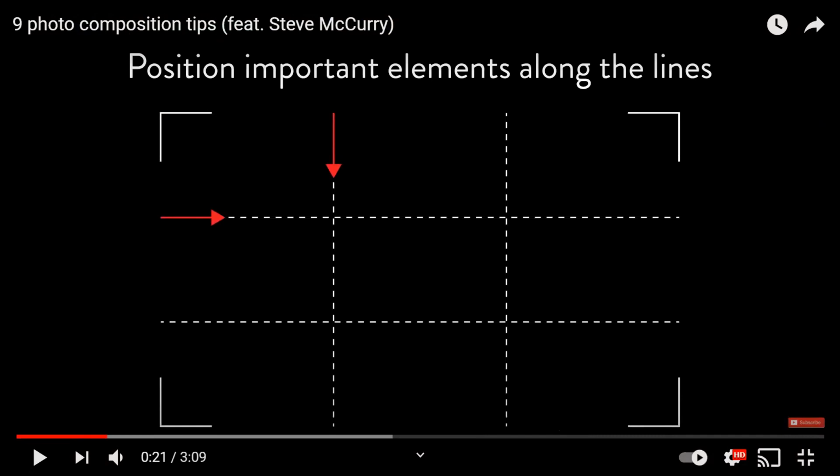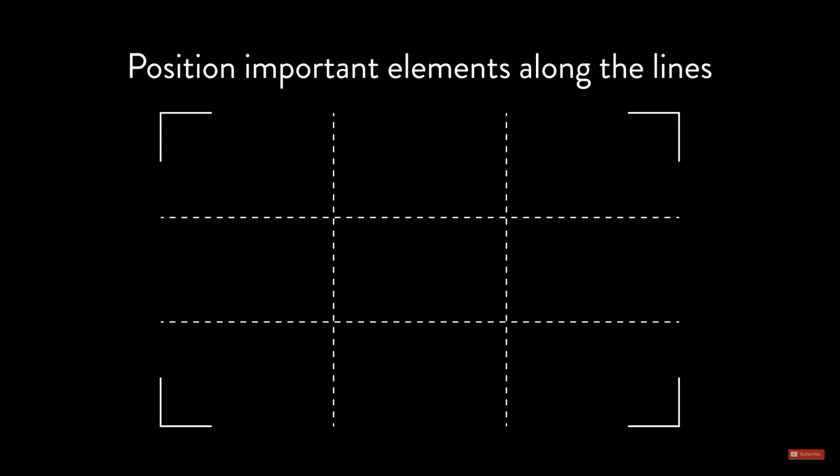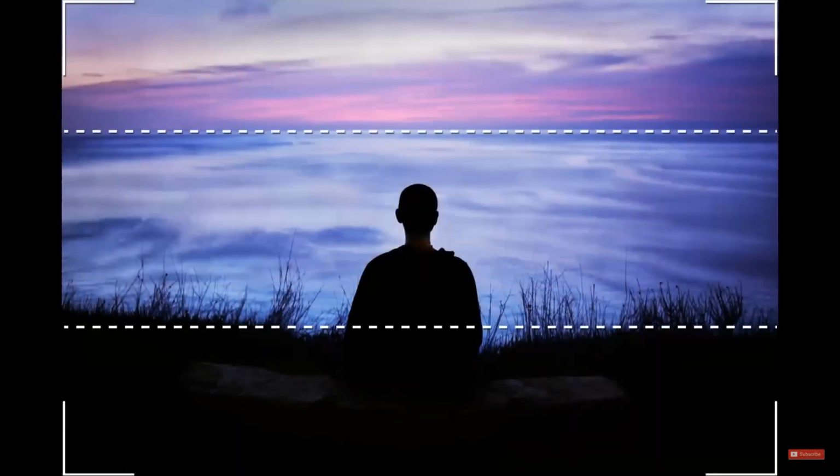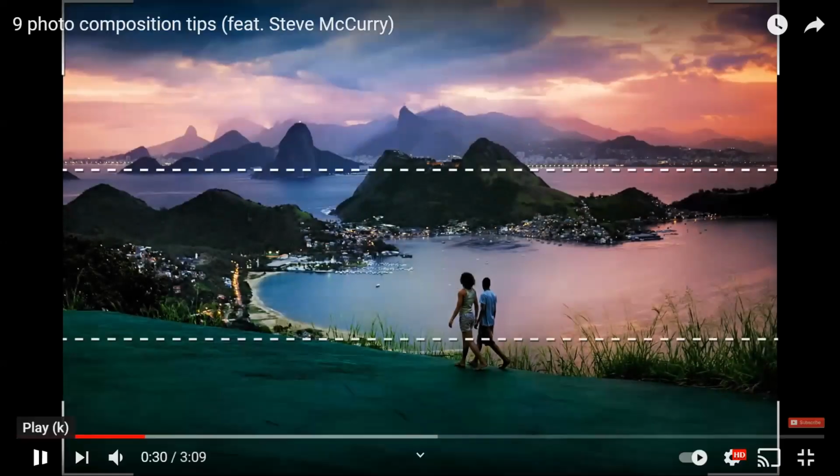Now, here, we position important elements along the lines. So these lines right here, we can place important elements and this also draws attention to your photo. So please look at this photo. Let me pause the image. So guys, in applying the rule of thirds, it doesn't only limit to the grid, right? But again, we put important elements on these lines, on our grid. Based on what you see in the photo, where is your attention drawn immediately in the frame?